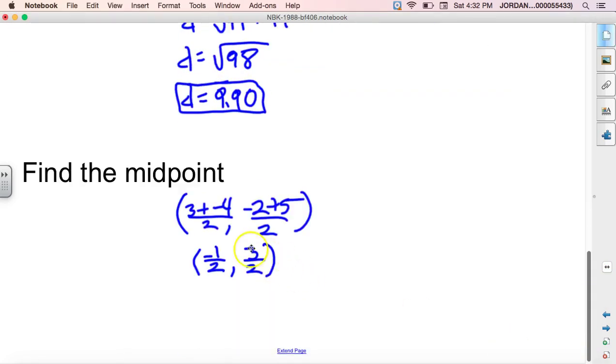All right, the midpoint. Now we're not going to subtract the x's and y's, we're going to add them and just divide by 2. So I add 3 and negative 4 and get negative 1 over 2, add negative 2 plus 5 and get 3 over 2. All right, so that's the midpoint, the point right in the middle of those 2 points.